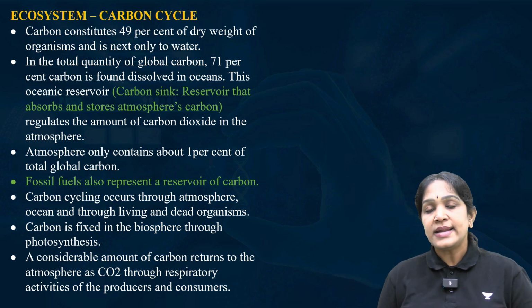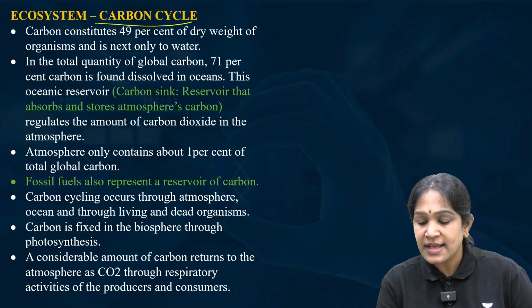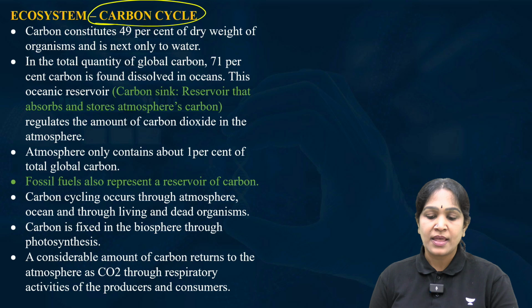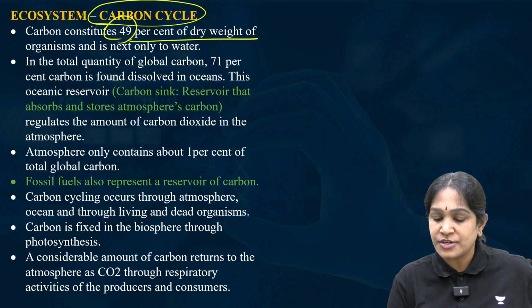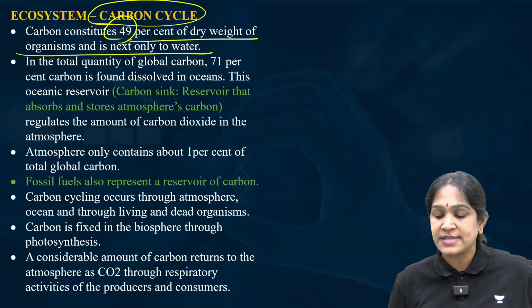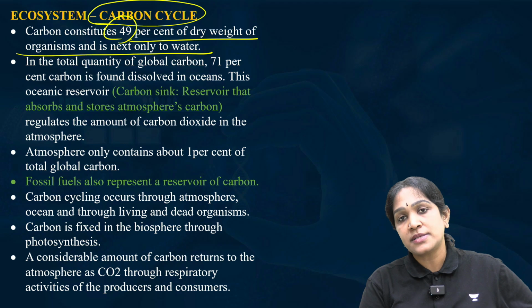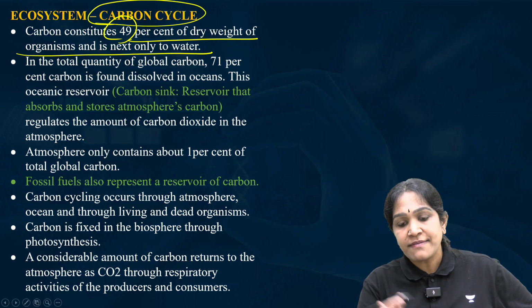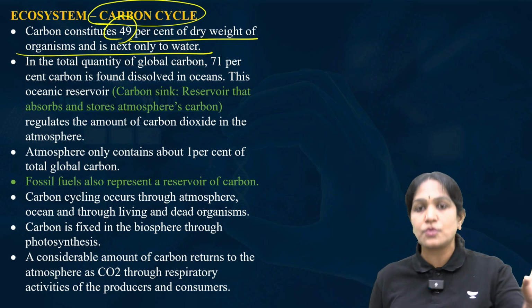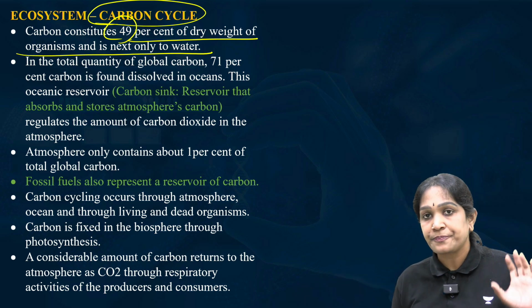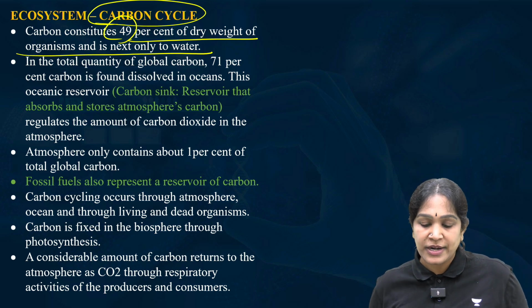Now, let us see the examples of some cycles. The first one is the carbon cycle. Carbon constitutes 49% of the dry weight of organisms, and it is next only to water. In our body 70% is water, and the dry weight of carbon is 49%. It is just second to water. There is no other element which is more abundant in the biotic component.